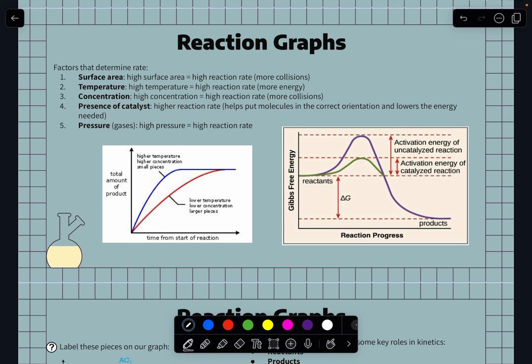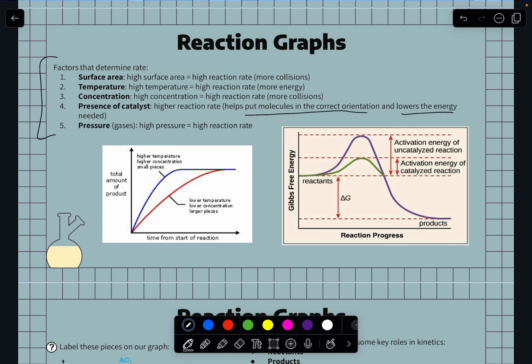If we have a catalyst, so a catalyst can do one of 2 things. It can either put the molecules in correct orientation, so it can hold our molecules together, or it can lower the energy of the reaction, the activation energy. But either one of those, we said, increases the reaction rate. They're part of collision theory. And then with gases only, for pressure, a higher pressure increases the reaction rate because the particles are moving faster, right? They have more energy there because pressure affects temperature. Okay, so you'll notice all 5 of these have to do with collision theory, right? You're increasing the collisions or you're increasing the energy.